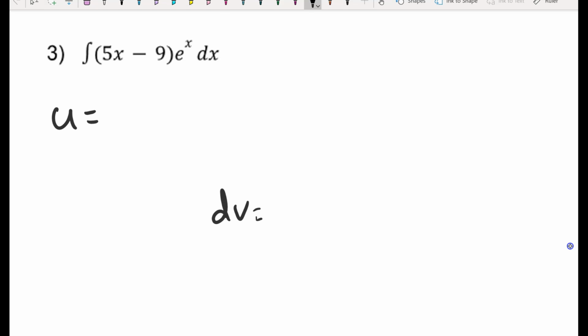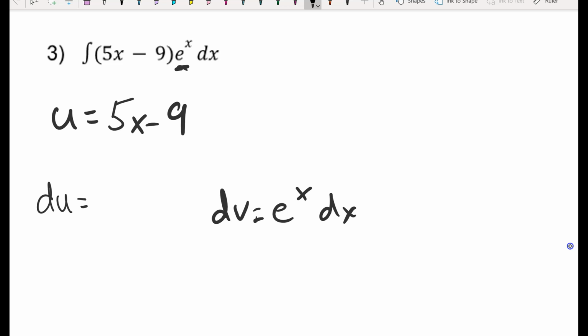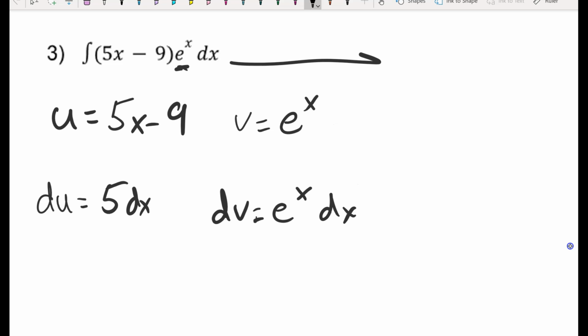Again, I want to pick a u, and I want to pick a dv. Now, exponentials are always my last choice for who u is, so I'm going to make u that linear term, that 5x minus 9. I'll call that my algebraic term, which means dv is just e to the x dx. So the derivative of 5x minus 9 is just 5 dx. And the antiderivative of e to the x is just e to the x, because if I differentiate, I still get e to the x, so that's not going to change there.